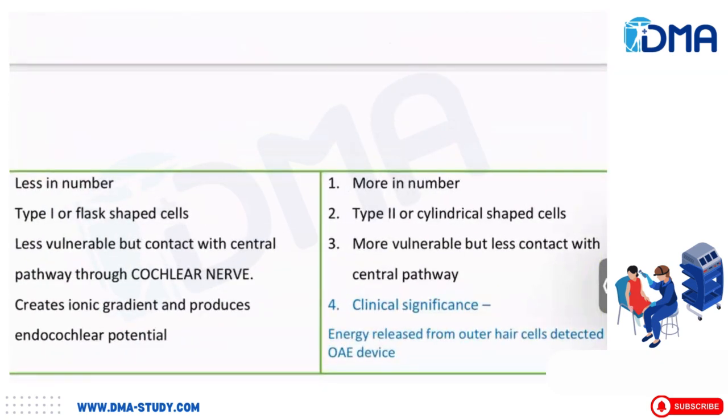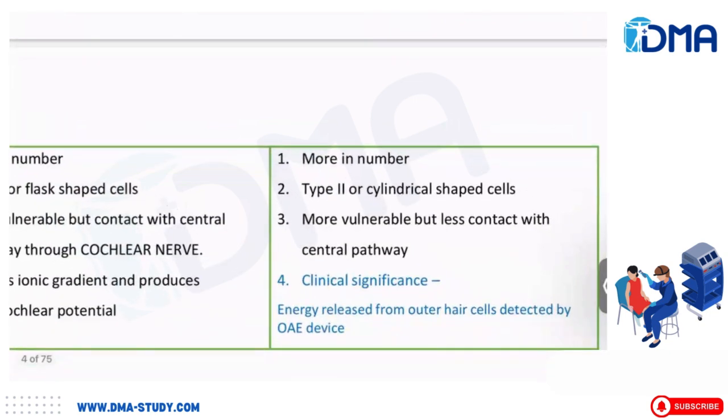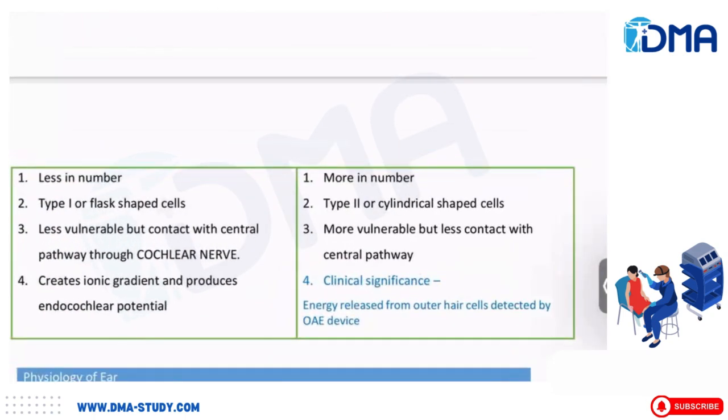More in number. Though they are more vulnerable, like a resident, the interns and postgraduates are easily beaten by the patient attenders. Similarly, these types of cells are very vulnerable, but they do not have any significant contact with the central pathway. That is the basic difference between type 1 and type 2 hair cells.